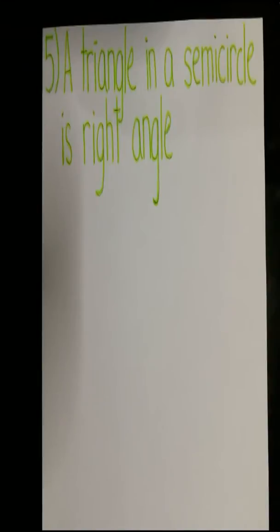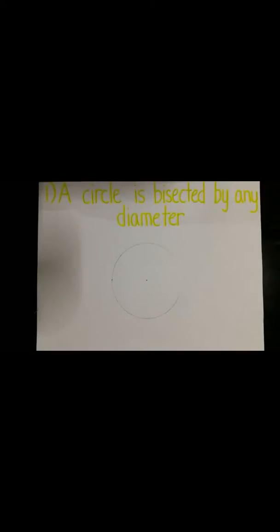So now we're gonna go over each one separately. Now we are going to start with the first theorem he made. It says that a circle is bisected by any diameter. So we are going to explain that right now.